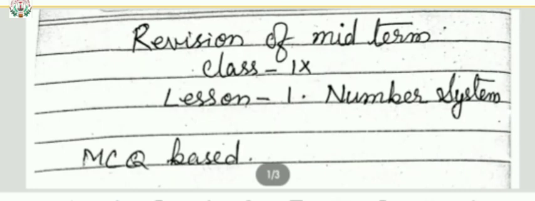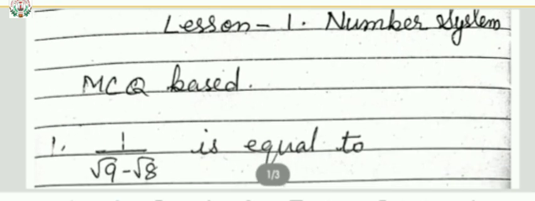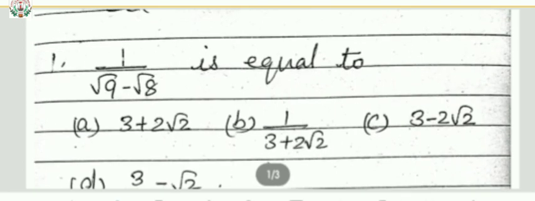Good morning children. Now, revision of midterm, class 9th, lesson 1, Number System, MCQ based one. First question is 1 upon root 9 minus root 8. That means in the denominator we will have root 9 minus root 8 is equals to. Now you have to rationalize the denominator by multiplying the numerator and the denominator with root 9 plus root 8.